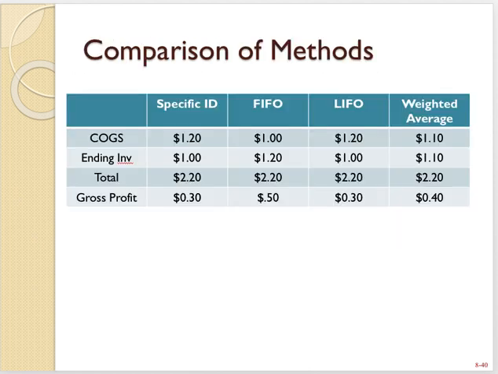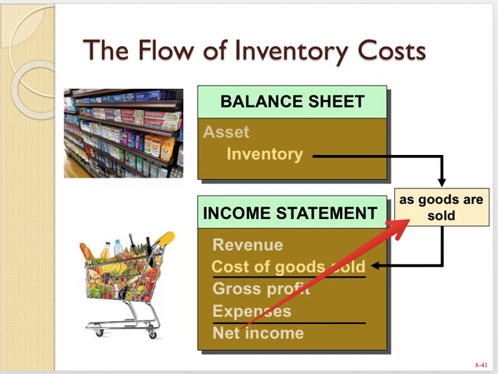So what's the moral of the story here? Just want to recap everything. The moral of the story is that depending on which method you use, you're going to end up with a different result on your financial statements. Because each one might have a different inventory amount, and each one might have a different cost of goods sold amount, and if your cost of goods sold amount is different, it will also result in a different gross profit.